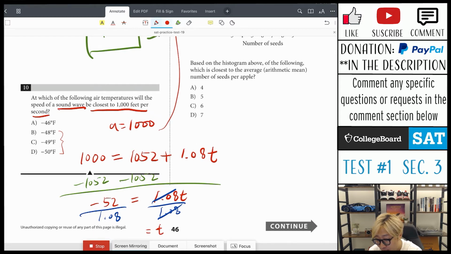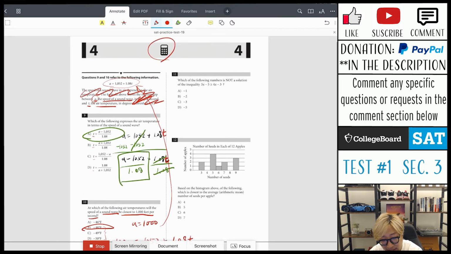Man, nobody can do that unless your name is Elon Musk. So here we go. 52 divided by 1.08. Just go ahead and use your calculator, and I got negative 48.148148, just repeating. So that seems pretty close to negative 48. Please don't get cocky. Just use the calculator. Why not? They let you use it.